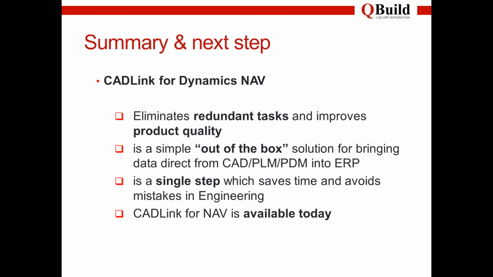So some summaries and next steps. So once again, I think we covered this already. We want to reduce redundant tasks. The engineers have already entered the data once. Part numbers and descriptions, all that stuff is in the CAD model. We should just use that data directly and automate the process of recreating the BOM in NAV, rather than having them or someone else do that by hand. It's an out-of-the-box solution. It's something that we have prepared and ready, especially for SolidWorks, being one of the major CAD systems on the market. And CADLink for NAV is available today.